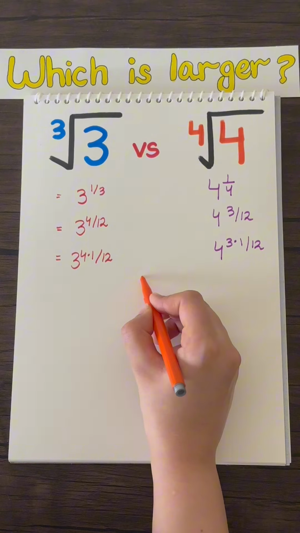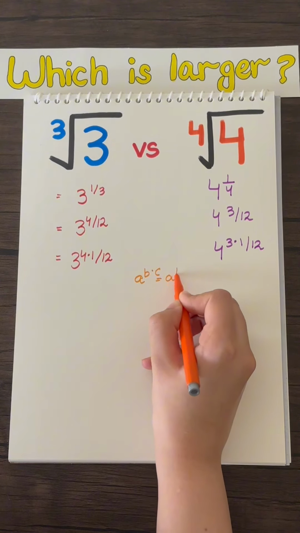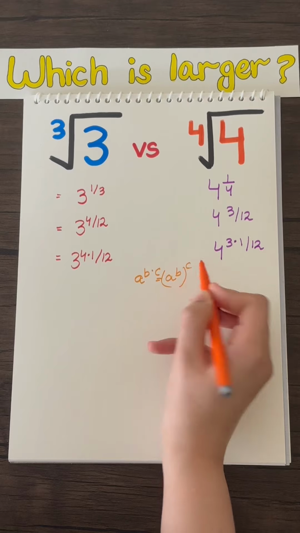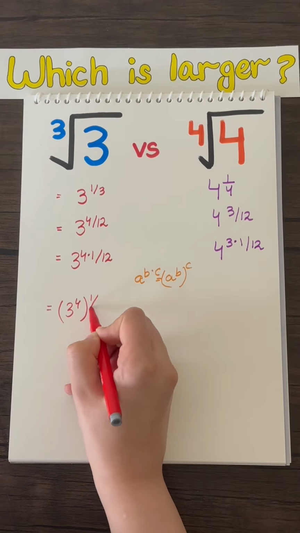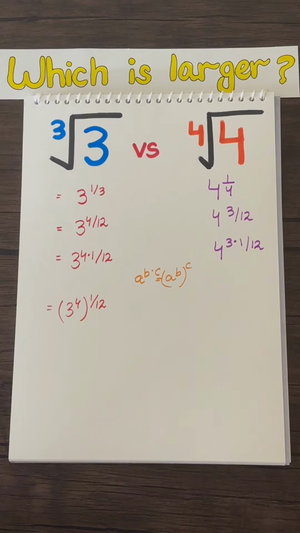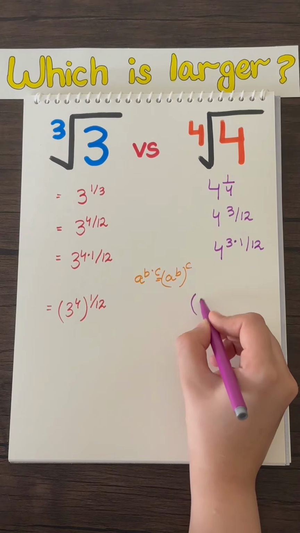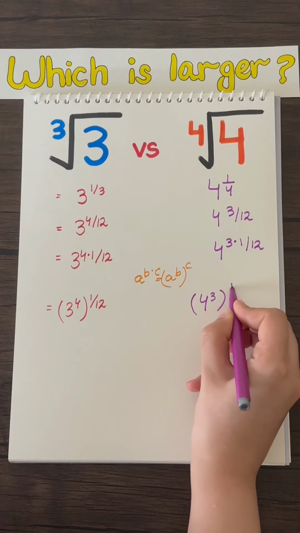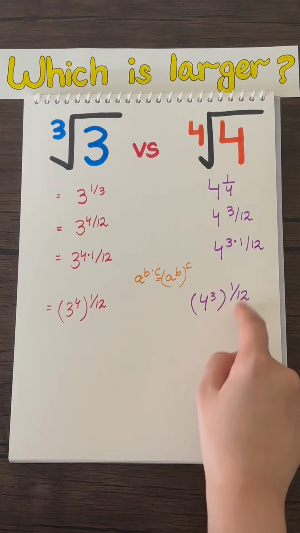Now, using these notes, anytime you have a to the power of b times c, you can rewrite it as a to the b, whole thing to the c. So this 3 to the 4 times 1/12 can be rewritten as 3 to the 4, whole thing to the 1/12. And the 4 to the power of 3 times 1/12 can be rewritten as 4 to the 3, whole thing to the 1/12.